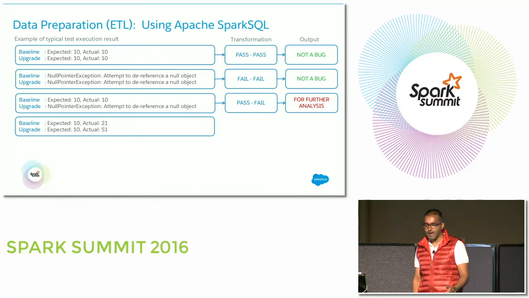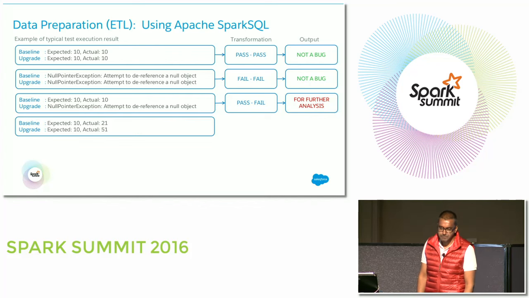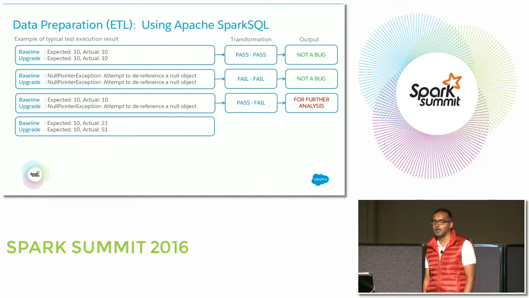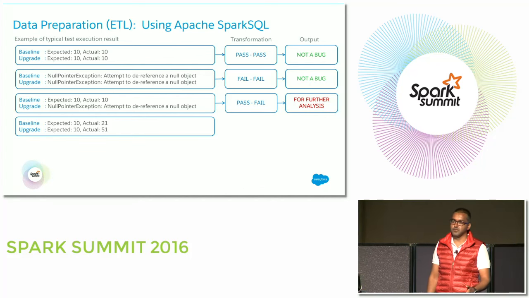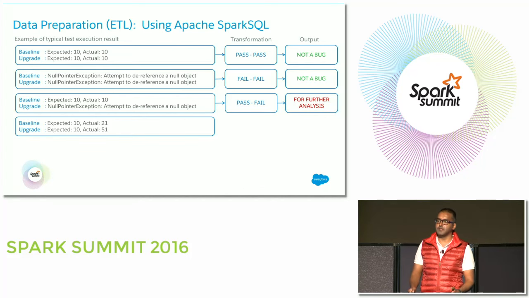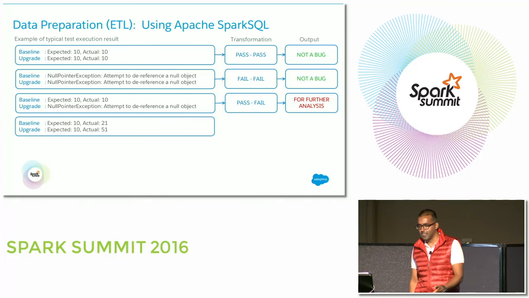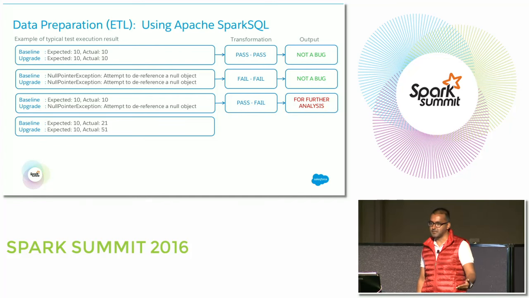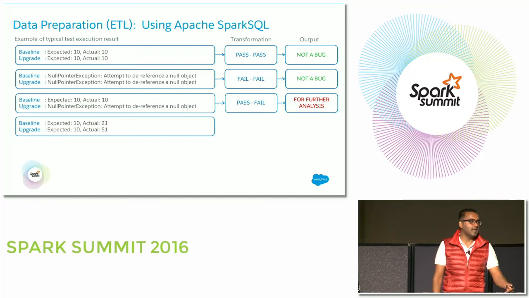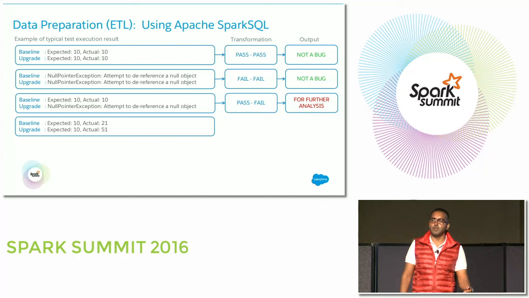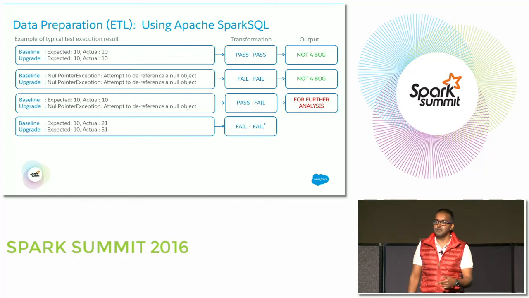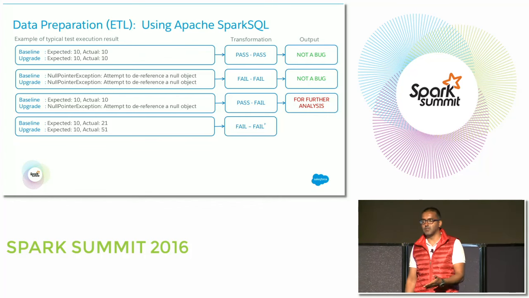So let's look at the final scenario here. The baseline is expected 10, and the actual was 21. Which means that the assertion is failing because the expected is something and the actual is something else. So there is a failure in the baseline. That's fine. And what happened to that test in the upgrade? In the upgrade, the expected is 10 again, but the actual is 51. So you see the test is failing in the upgrade version as well, but the failure is for a different reason. And this is a category of test, the transformation we call fail-fail-dash.